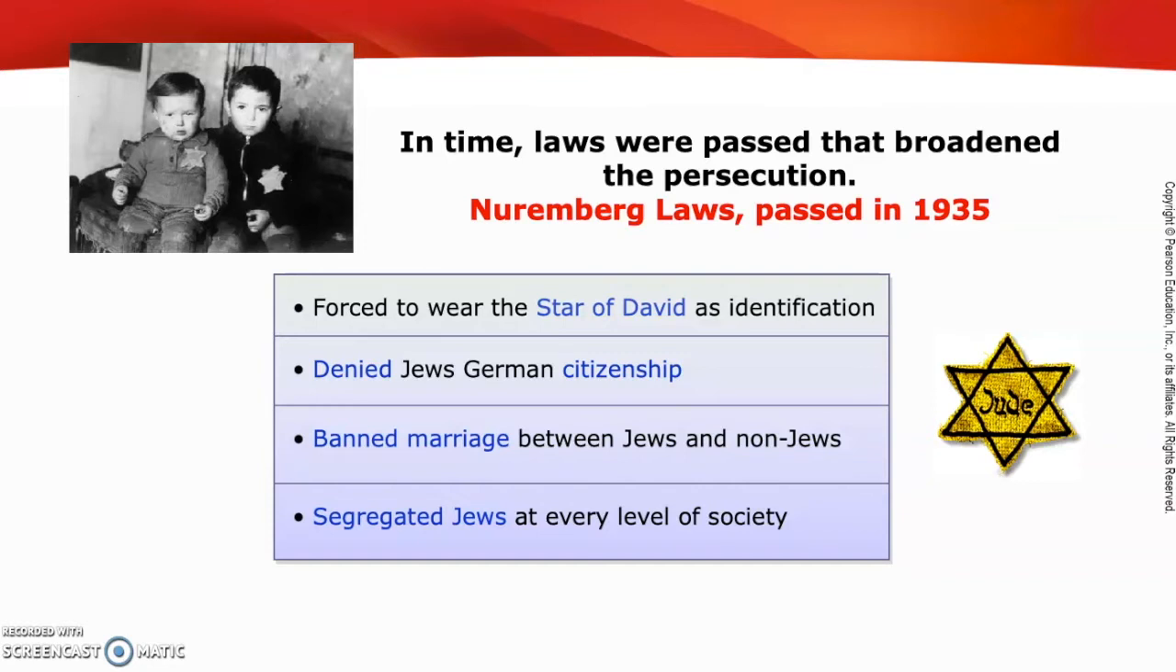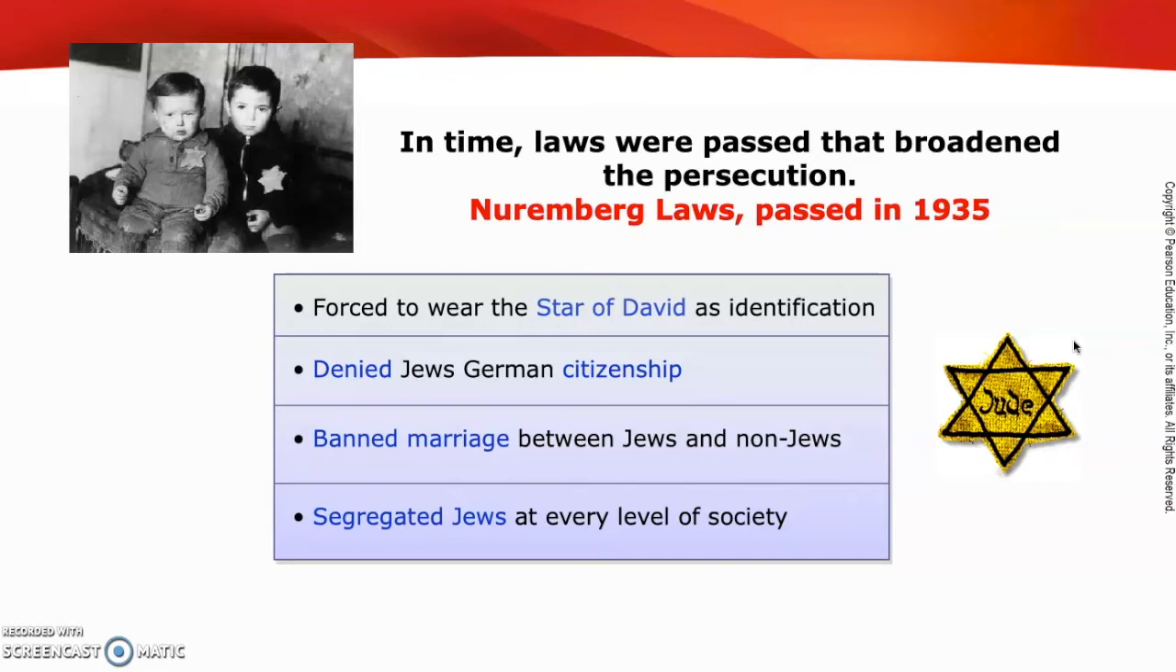All right, and then the Nuremberg laws are going to be passed in 1935. So again, before the war officially starts, Jews are going to be forced to wear the Star of David. So this is like the patch they have to wear as identification. Jews are going to be stripped of their citizenship of Germany, which is going to be taken away.